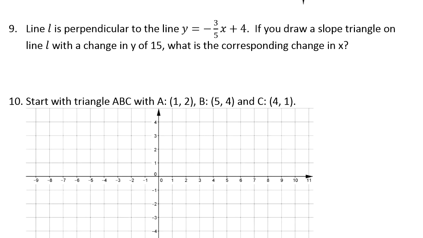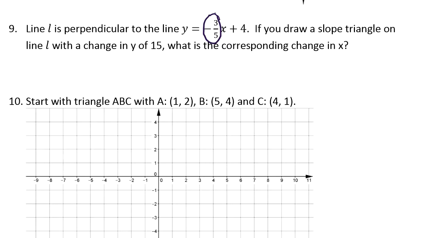Okay, so line L is perpendicular to this line. I don't know why I just covered this up, but it's perpendicular to this line. And the thing I want to draw our attention to is what's the slope of this line. This line has a slope of -3/5.